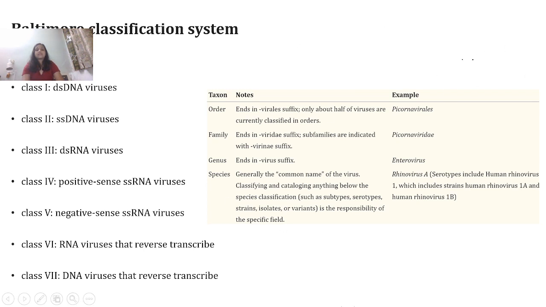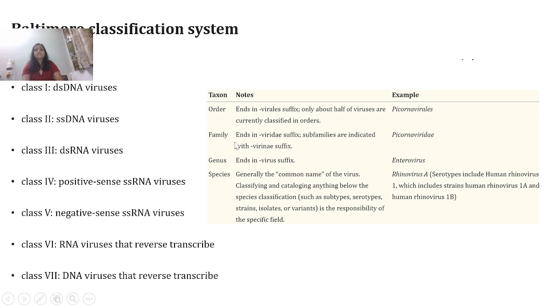So these are the taxa, with examples. For example, there are order, family, genus, and species, similar to what we have learned about taxonomy. In the case of order, it ends with the -virales suffix. Only about half of viruses are currently classified in orders. For example, Picornavirales is an example.